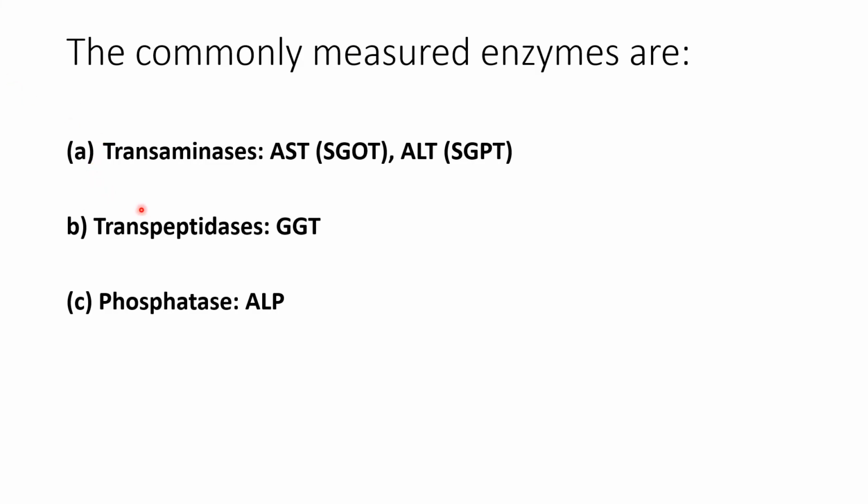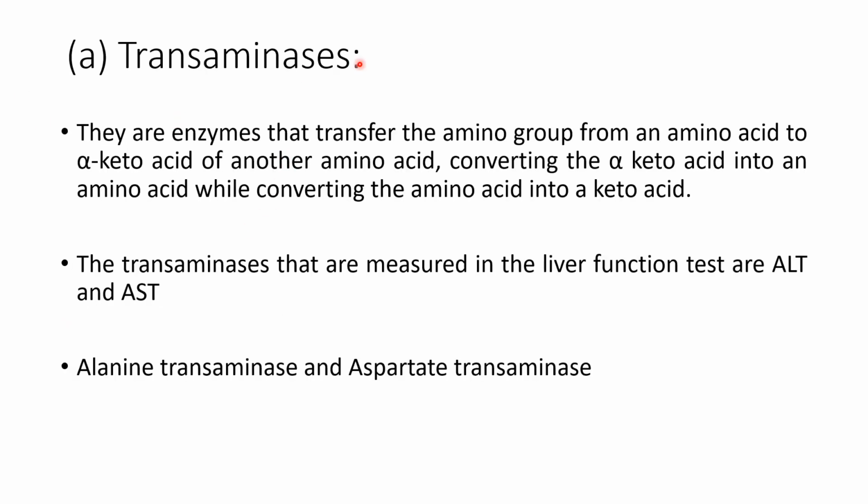So some enzymes which are measured include the transaminases, the transpeptidases and the phosphatases. We shall see them in detail. First is transaminases. Transaminases are the enzymes that transfer an amino group from an amino acid to a keto acid of another amino acid. So these are used in the interconversion of a keto acid to an amino acid and an amino acid to a keto acid.